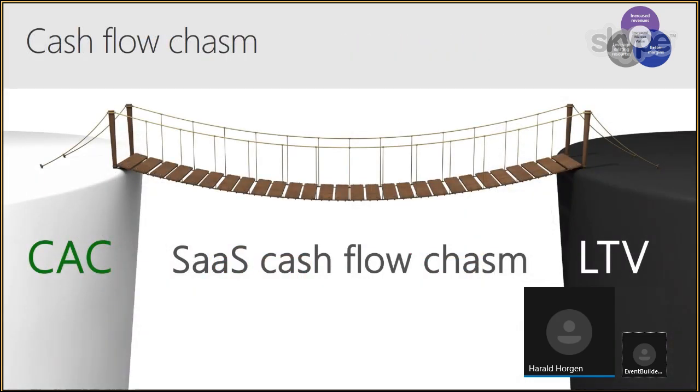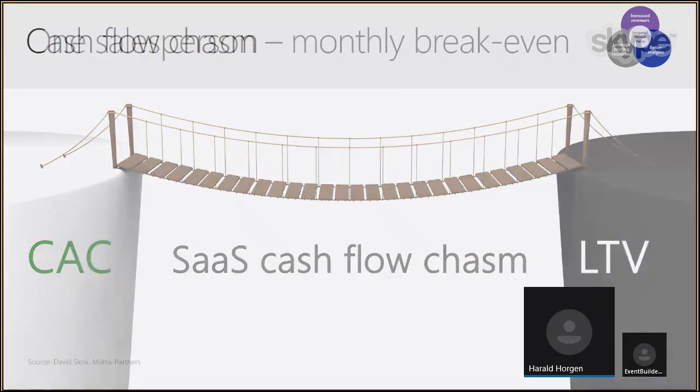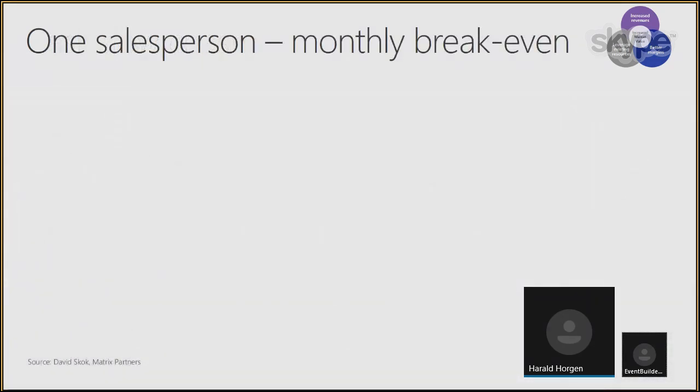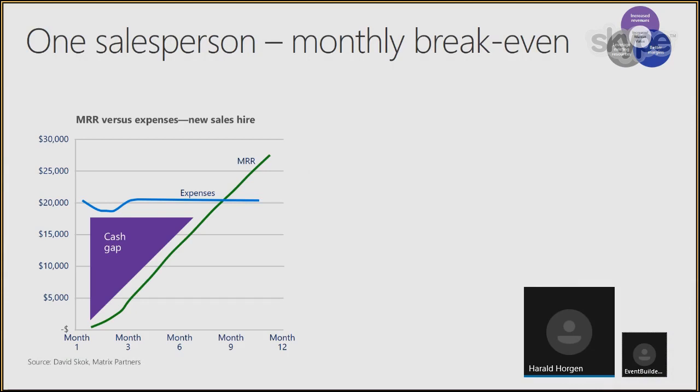So this produces the cash flow chasm. The fact that you're making that investment up front in the customer acquisition cost, and then you're getting the lifetime value over time, produces this cash flow chasm. And there's a model worked out based on a single salesperson. This is from David Scott. He's a big VC in the Boston area for Matrix Partners, and they've made over 200 investments in SaaS companies.